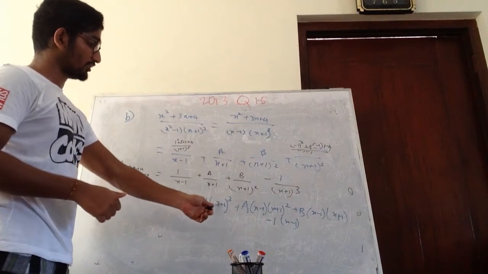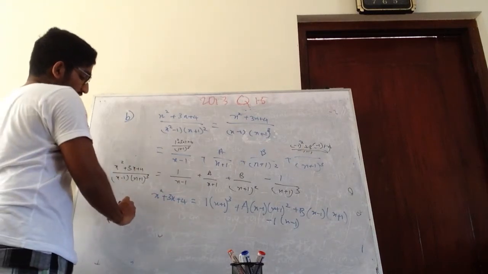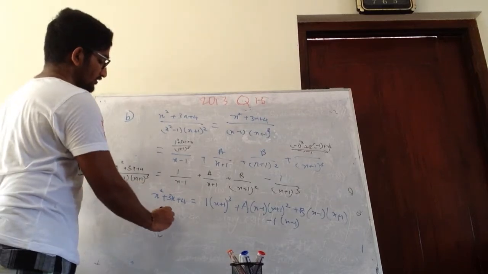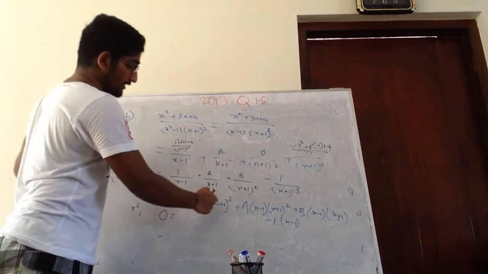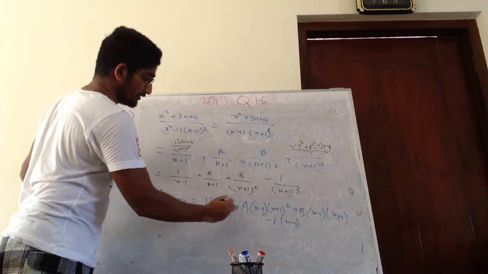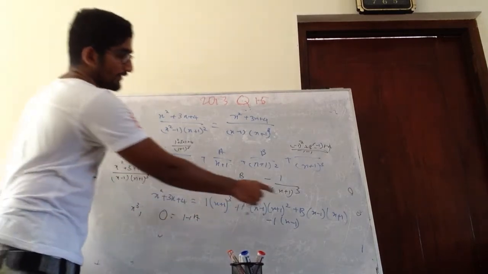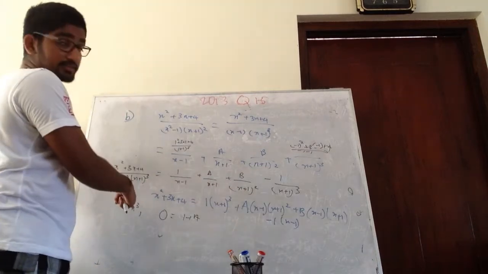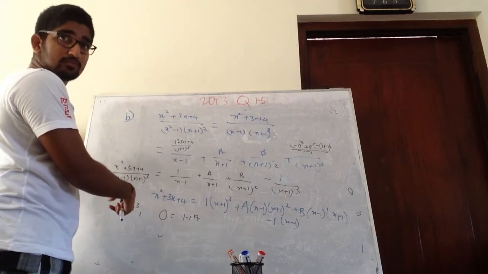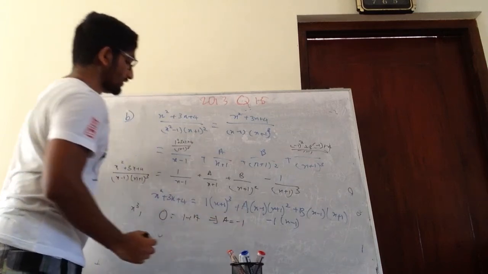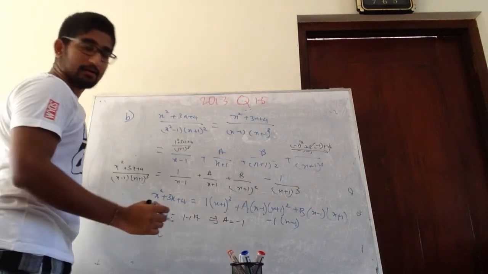So there's the x cubed here, no? There's no x cubed here. So that comparison is easy. The x cubed coefficient here is 0, and here you will get 1 plus a. Others don't have the x cubed coefficient. So basically a is what? A is minus 1. Right?